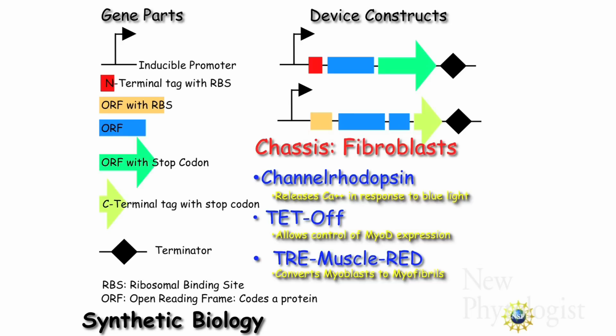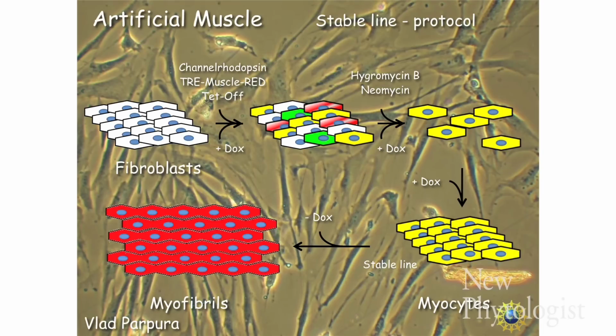Now, the alternative to this is the output end, in which we take fibroblasts, and we're putting in the genes for channelrhodopsin, a controller gene, and then what's called the tree muscle red construct, which converts the myoblasts to myofibrils. And this is work that Vlad Parper has done. And the basic idea is that we insert these constructs into fibroblasts. We use antibiotics to select for cells that have the construct. We use a DOX repressor to hold these in this state of myocytes. We can then form these into whatever we need on the robot, and then remove the DOX and transform the myocytes into myofibrils so that we have active muscle.